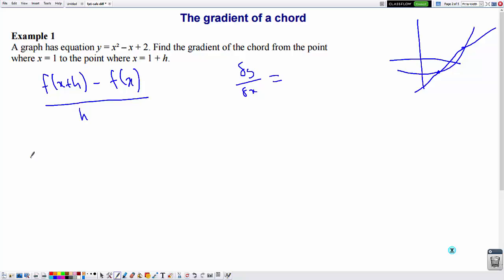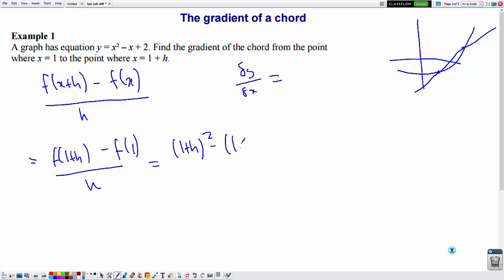All right, so let's work out what this is. In this case, x is 1, so I need to work out f of 1 plus h minus f of 1, over h. So how do we work out f of 1 plus h? We just plug it in. It's 1 plus h squared minus 1 plus h, plus 2. Notice all I'm doing is substituting 1 plus h into the x, and then minus f of 1.